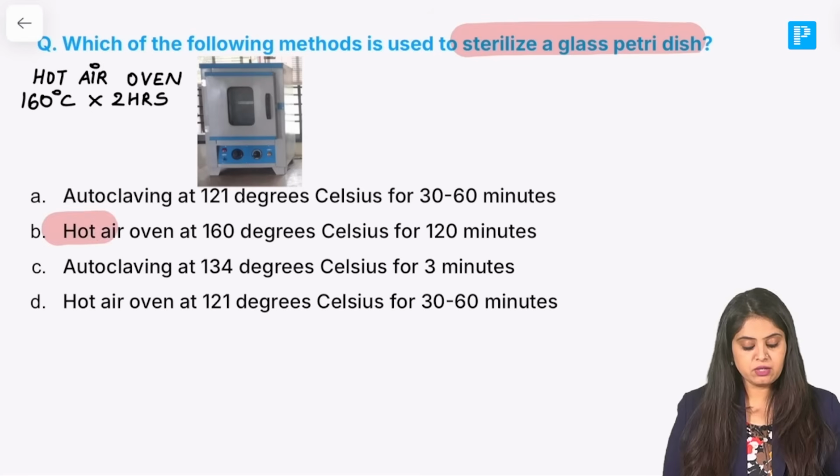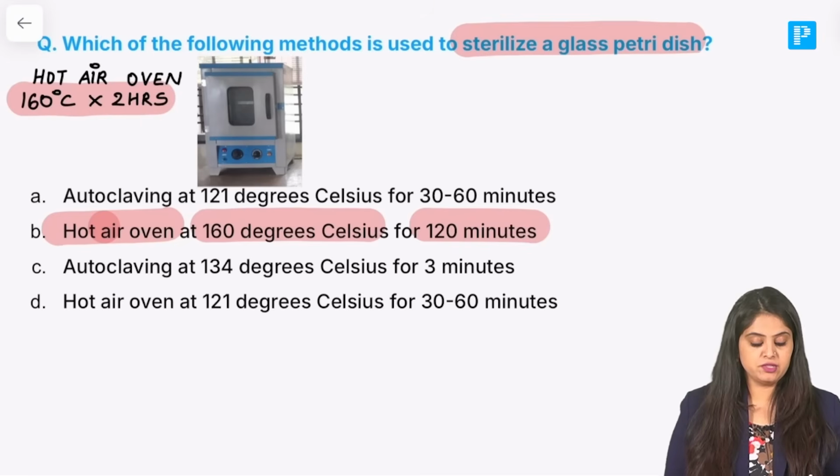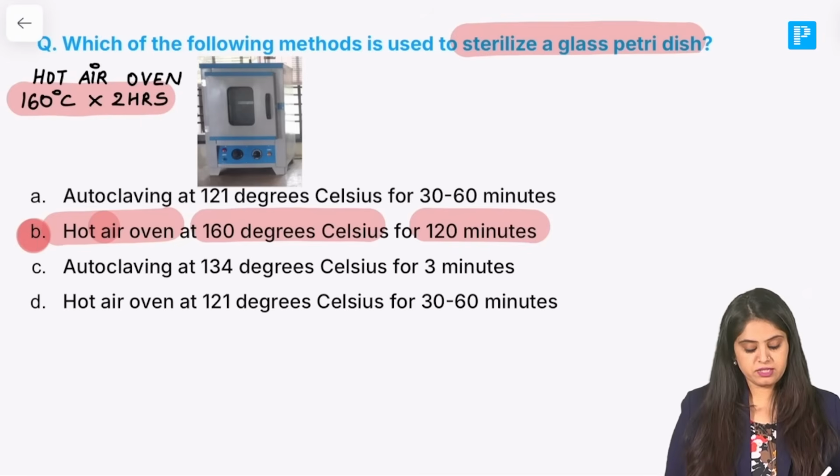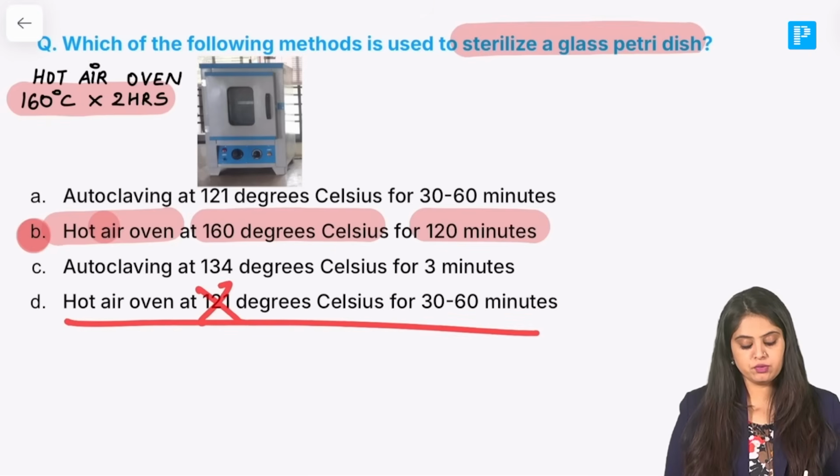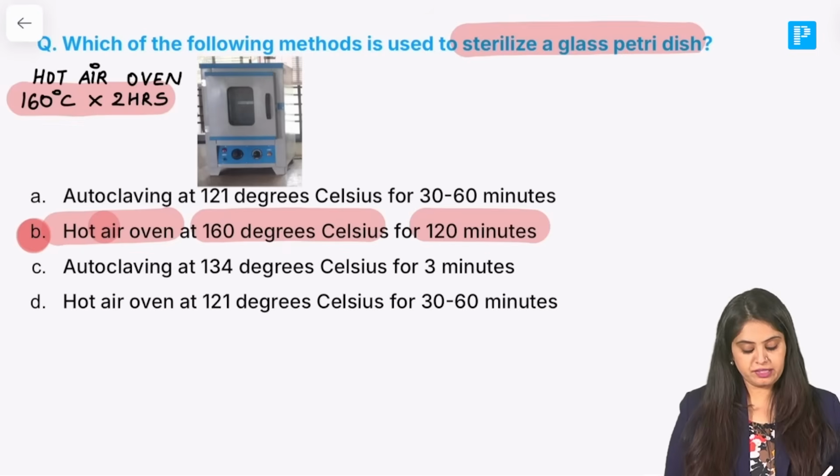Now I need to figure out the temperature. I've always studied 160 degrees centigrade for 2 hours. And this is how a hot air oven looks like, which is the answer over here. Now, what if hot air oven was written at this temperature? This is totally wrong. What else can I use? I can also use autoclave.